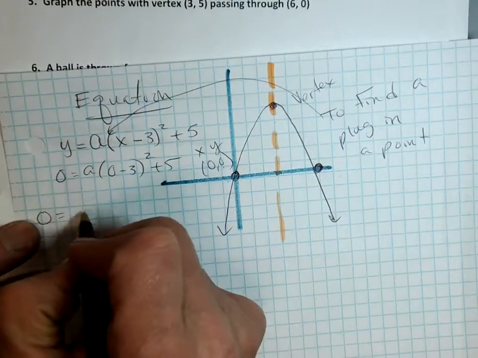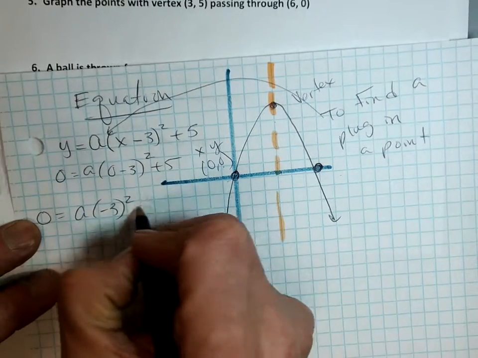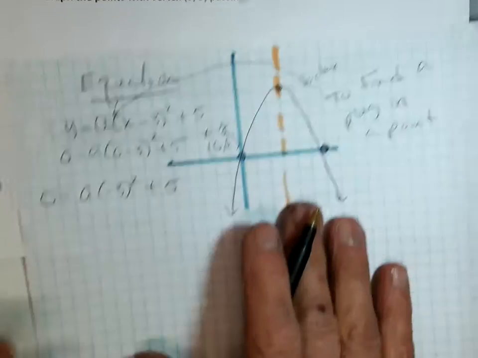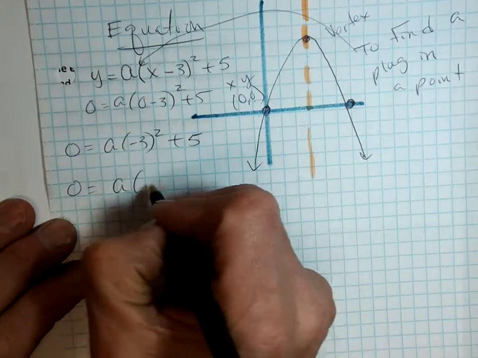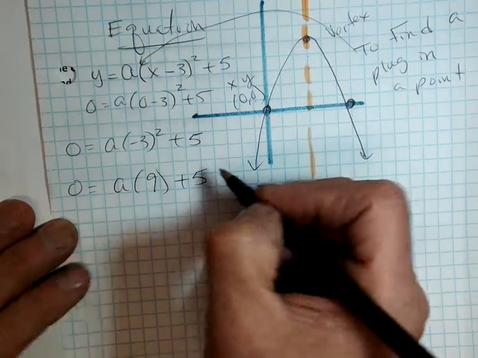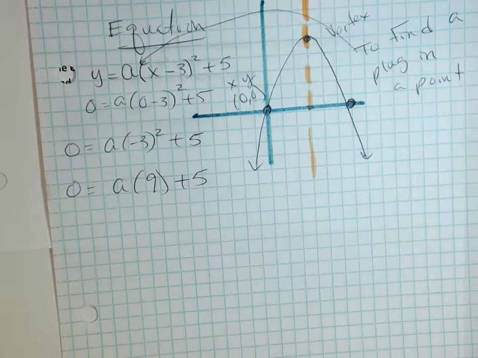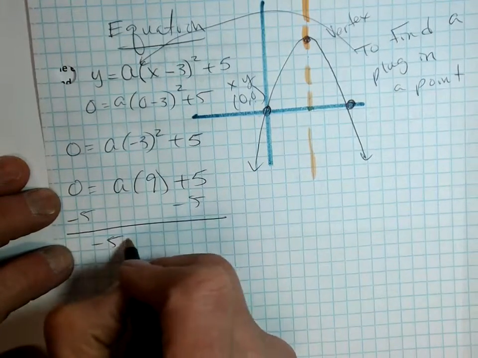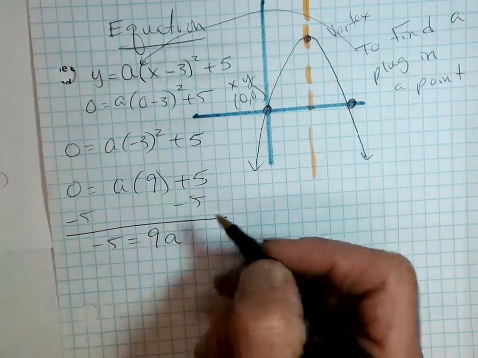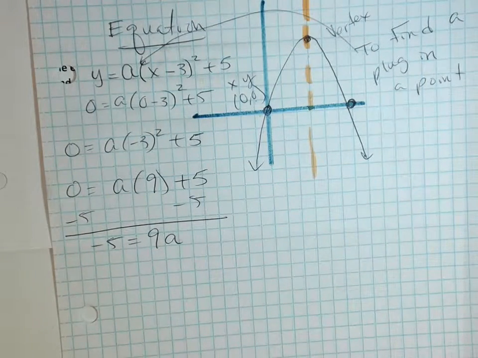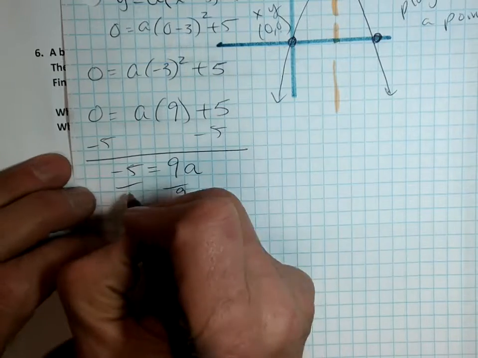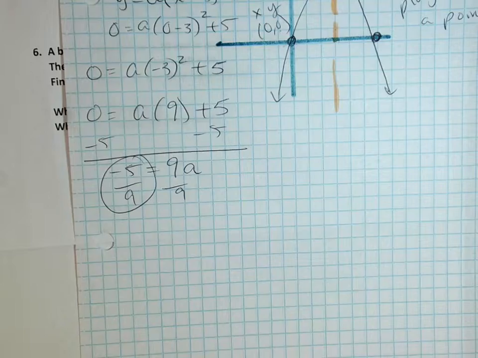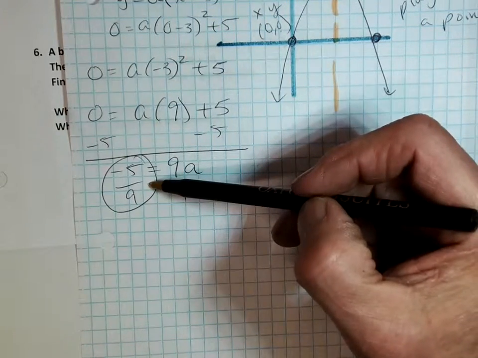So 0 equals A times negative 3 squared plus 5. How am I doing? 0 is equal to A times 9 plus 5. Minus 5 minus 5. I've got negative 5 equals 9A. You okay with that? Divide by 9, and that is what A is. A is negative 5 ninths. Negative makes sense to me. So it's got a vertical shrink, and it's upside down.